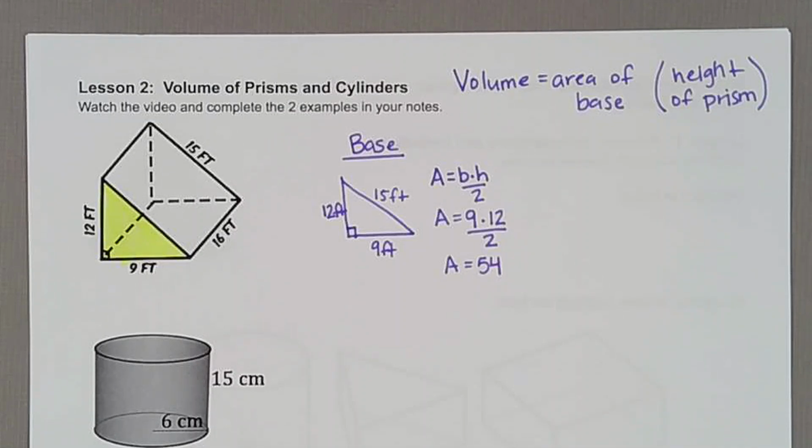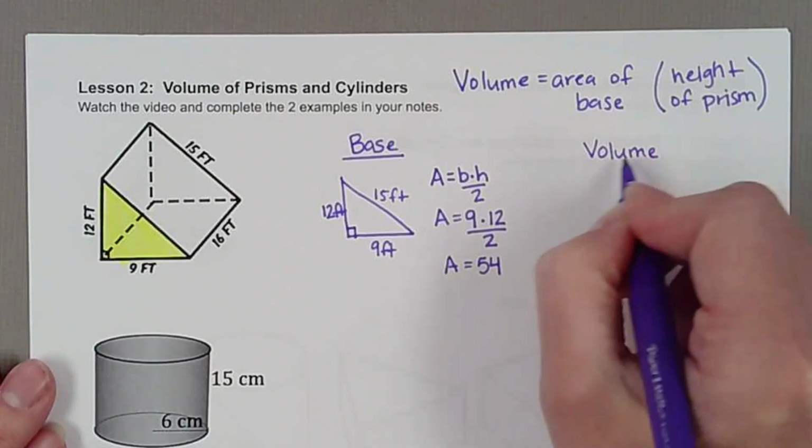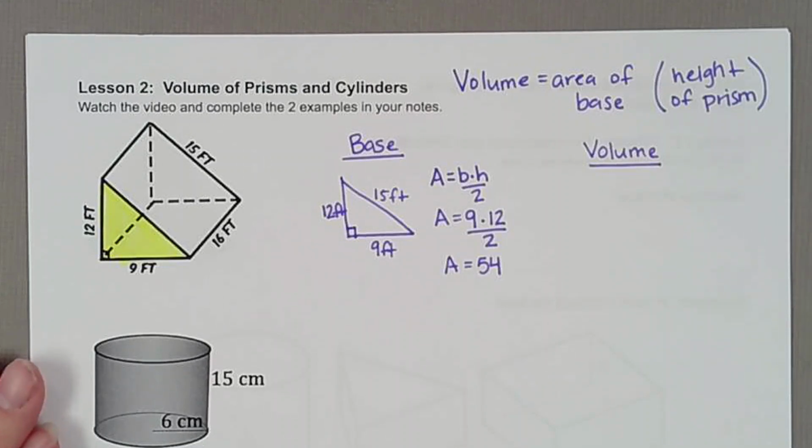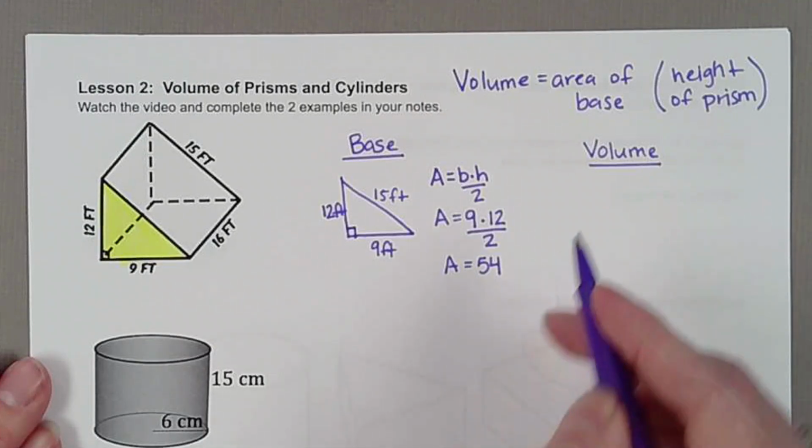But I'm not solving for area, I am solving for volume. So I have to do another step. Now I have to do the volume part of my equation. In order to do the volume part, I have to do the area of the base. I just found that, 54.